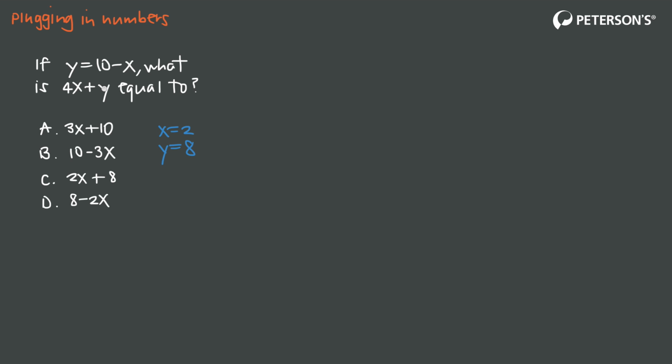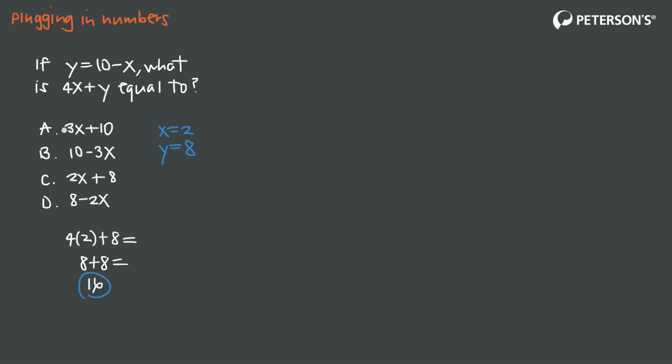So what is 4x plus y equal to? Well, we already know x is 2 and y is 8. So 4x plus y will be 4 times 2 plus 8, or 4 times 2 is 8, so we get 8 plus 8, and that's 16. So now we say that when we plugged in x equals 2 and y equals 8, we got a value of 16. Which means that when we plug x equals 2 into our answer choices, we're looking for a value of 16, a matching value to the answer we got here.